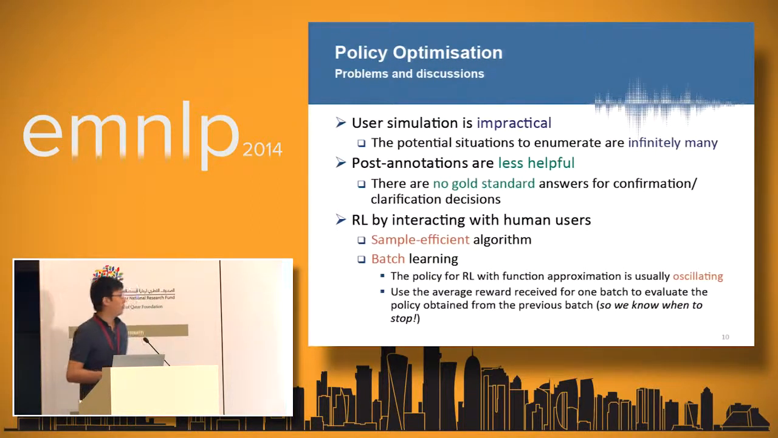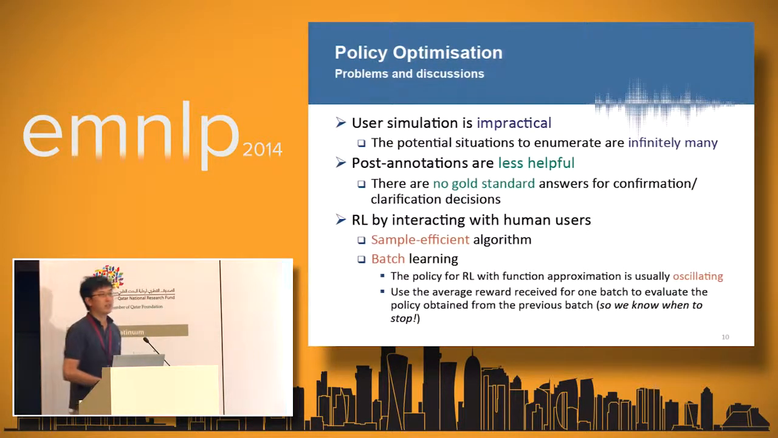So usually what happens is the quality of your policy grows up to a certain point and then it shakes like that. But if you have a user simulator, you can evaluate a policy at every point and decide which is the best policy you got up to now, and you just keep that policy. But since we don't have such a user simulator, if we use a totally online learning algorithm, there's no way we can know when we should stop or which policy we should keep.